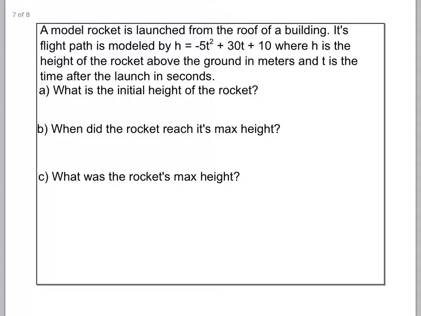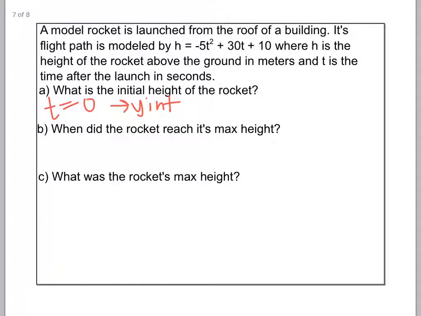Alright, so part A says, what is the initial height of the rocket? When I hear the words initial height, initial is like the same thing as starting. So to me, that implies that that is when the time is equal to 0. And I know when the time is equal to 0, that's the same thing as my y-intercept. So what they're really asking for is, what's the y-intercept here? Where does the rocket start?